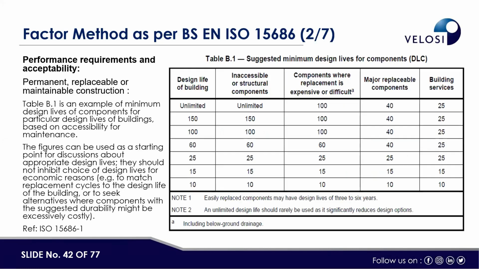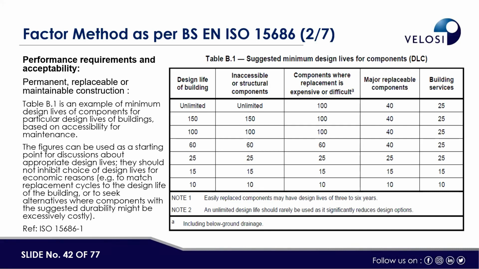Now, the performance requirements and acceptability based on ISO 15686 part 1. There are permanent, replaceable or maintainable constructions. This table depicts an example of minimum design lives of components for a particular design life of building based on acceptability for maintenance. This figure is generally used as a starting point for discussion about the appropriate design lives. They should not inhibit choice of design lives for economic reasons.